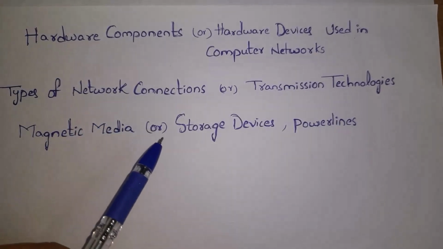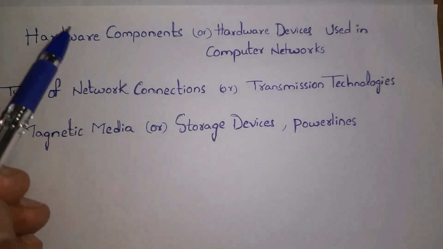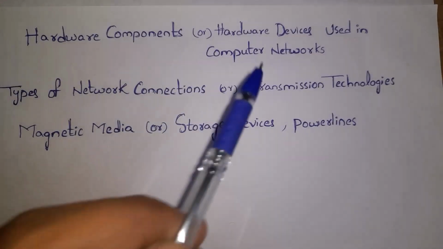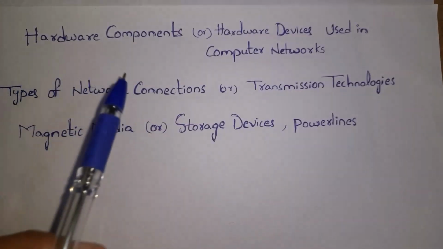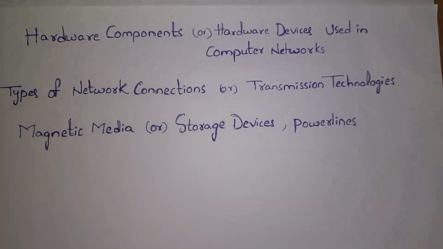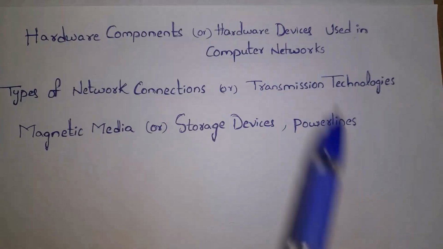In this video, we'll be covering what are hardware components used in computer networks. We also call these hardware components as hardware devices. And I will explain types of network connections. We also call it as transmission technologies. And I will explain what is magnetic media. We also call it as storage devices. And I will explain what are power lines. I will explain all these topics in detail.